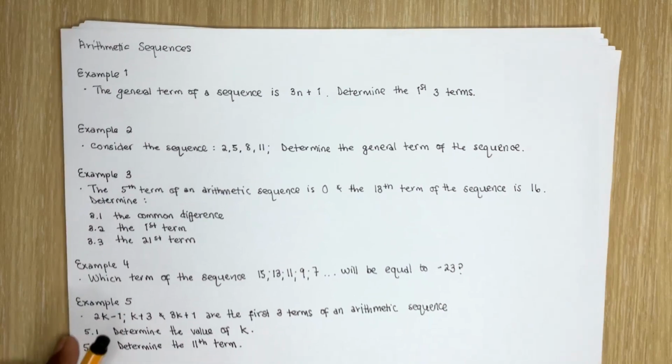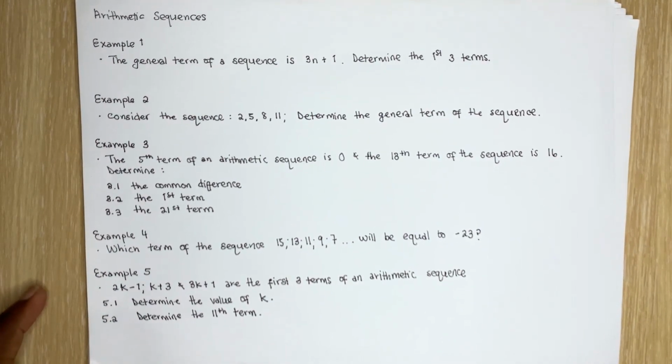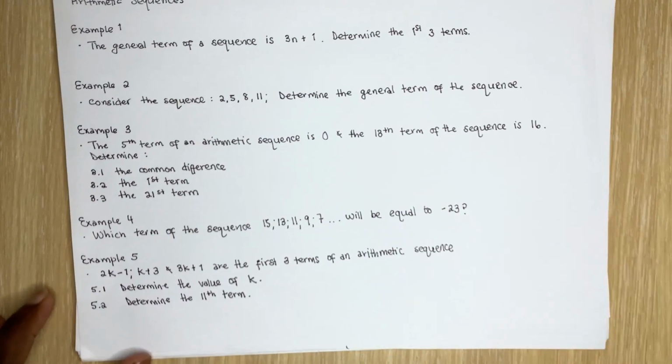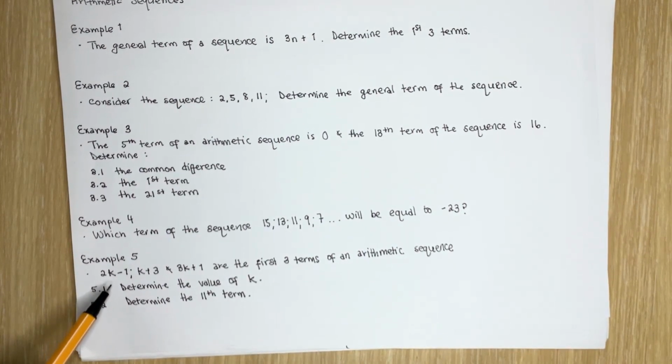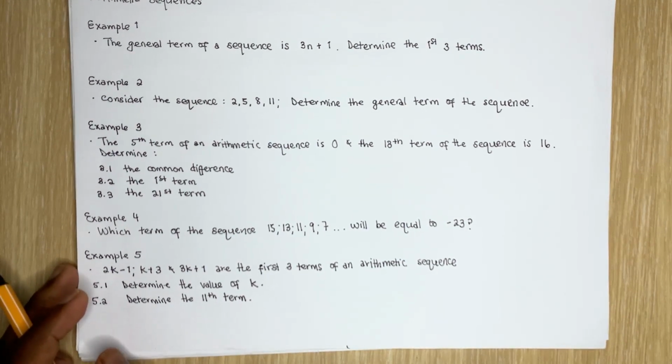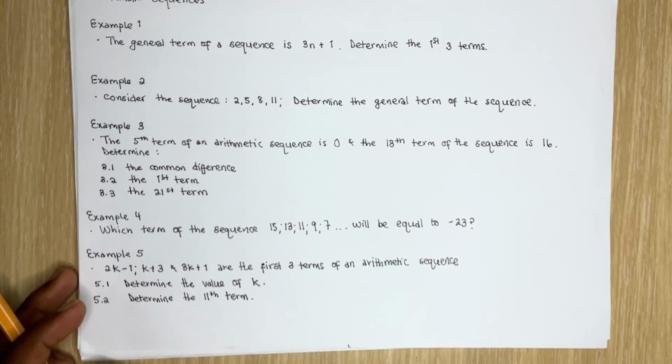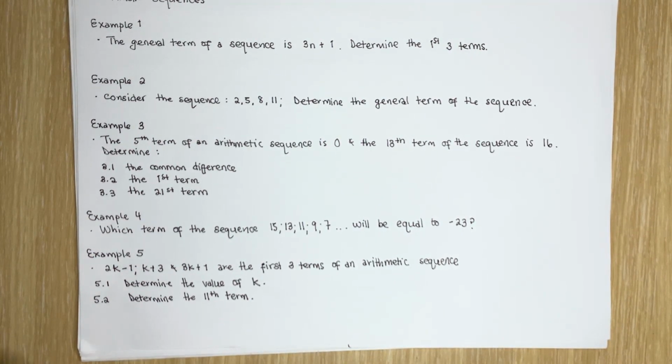Okay, so the last question, or rather the last example before we finish off, is as follows. You're given these terms: 2k minus 1, k plus 3, and 3k plus 1 are the first three terms of an arithmetic sequence. So in this example, you're already told that it is an arithmetic sequence, and in your mind you should be thinking, oh, that means the difference between two consecutive terms is supposed to be equal.